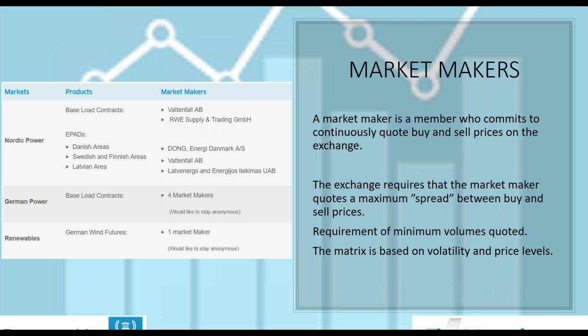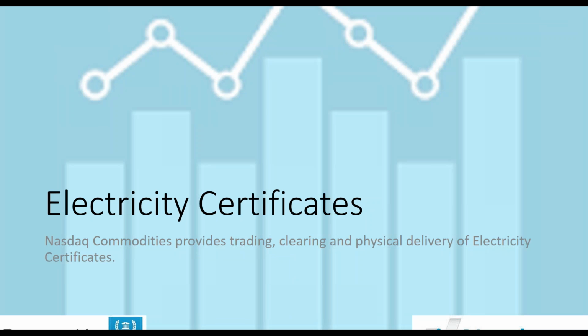They also are the market maker. A market maker is a member who commits to continuously quote buy and sell prices on the exchange. The exchange requires that the market maker quote a maximum spread between buy and sell prices. They are required to quote minimum volumes, and the matrix is based on volatility and price levels. So as you can see here, they are the market maker for many of the energy contracts. And sometimes you're better off trading through fast, reliable market makers.